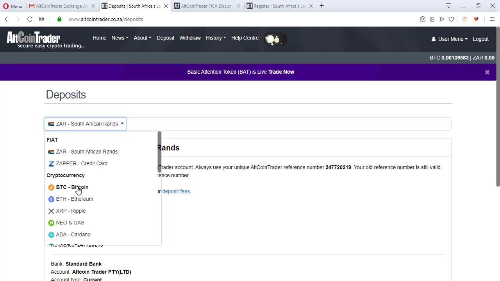Remember not to confuse Bitcoin and Bitcoin Cash, because it can get costly for you if you make the mistake of depositing Bitcoin Cash into a Bitcoin wallet. So make sure that Bitcoin, which is BTC, is the one that you choose if you want to deposit Bitcoin into your Altcoin Trader account.